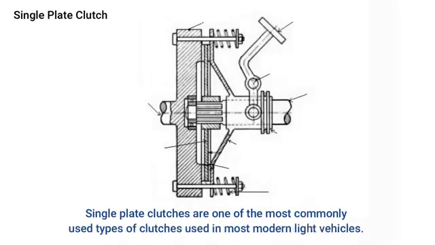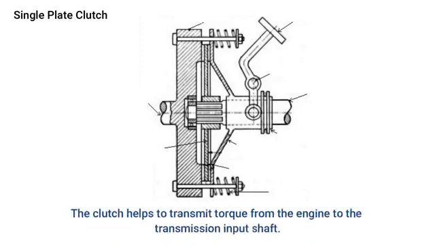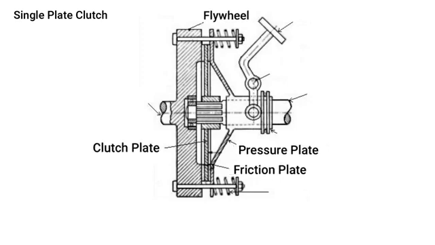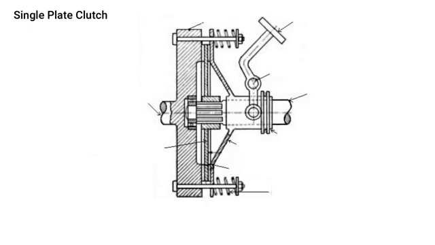Single plate clutch. These are one of the most commonly used types of clutches, and are used in most modern light vehicles. The clutch helps to transmit torque from the engine to the transmission input shaft. As the name states, it has only one clutch plate. It consists of a clutch plate, friction plate, pressure plate, flywheel, bearings, clutch spring, and nut bolts arrangement.